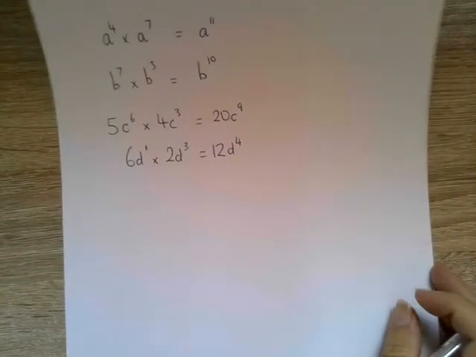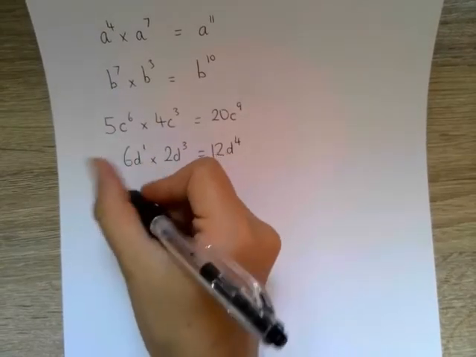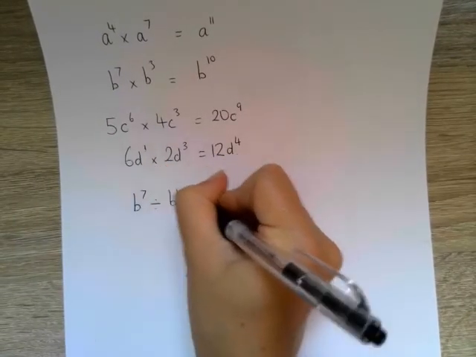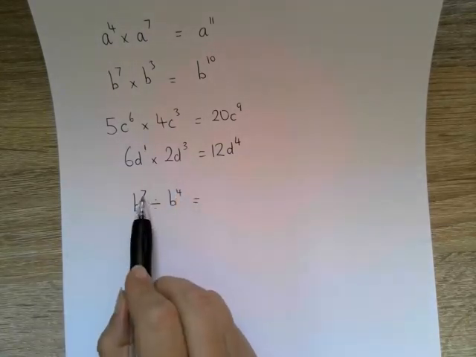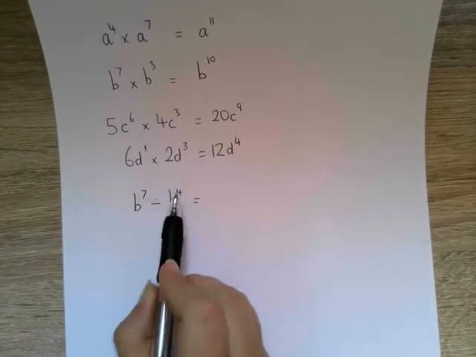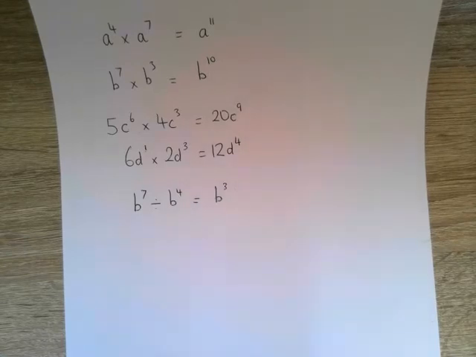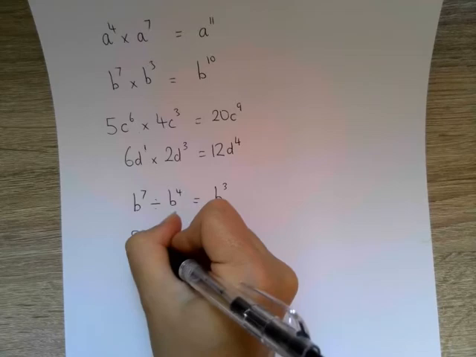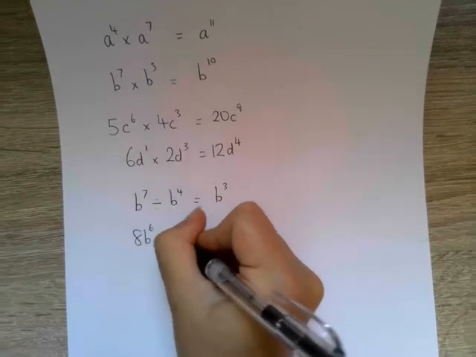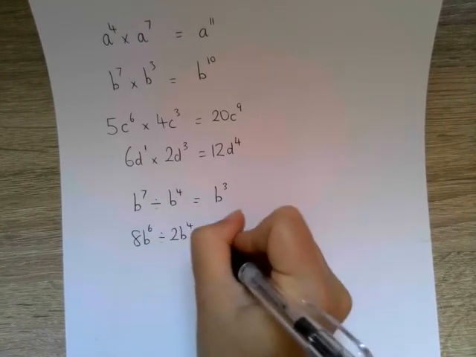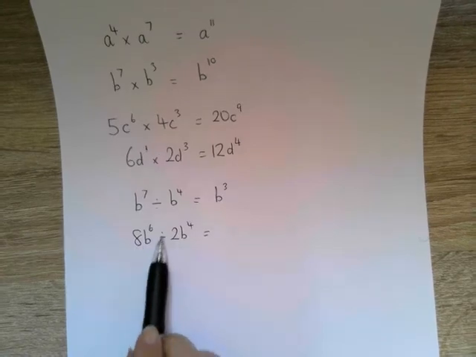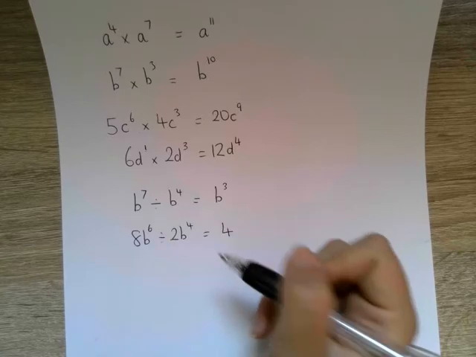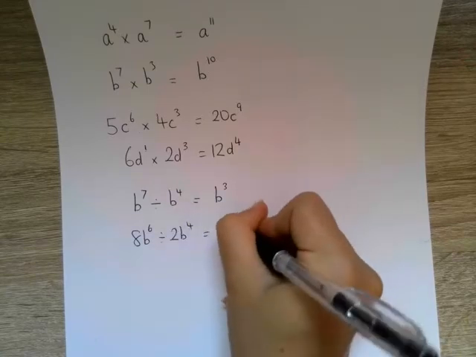Right, so in the same kind of way, we can probably do dividing now a little bit quicker. Say if you had something like this, where it's a division, if it's dividing, then that just means you're going to take away the indices. So 7 take away 4 is 3. And then we're going to try ones with numbers in the front. So say you had this. Then you would do 8 divided by 2, because this time it's dividing. So 8 divided by 2 is 4. And again, take away the indices. Well, 6 take away 4 is 2.